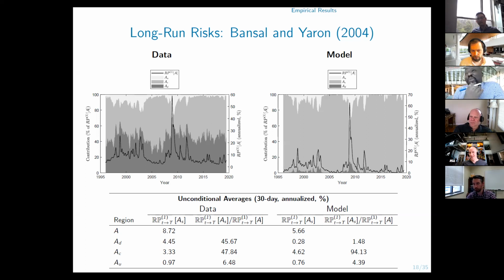How to estimate the risk aversion in the long run. So how do we pin down the risk aversion?